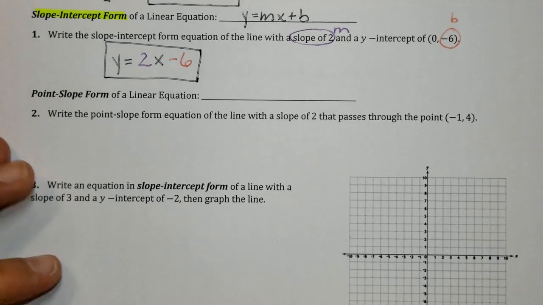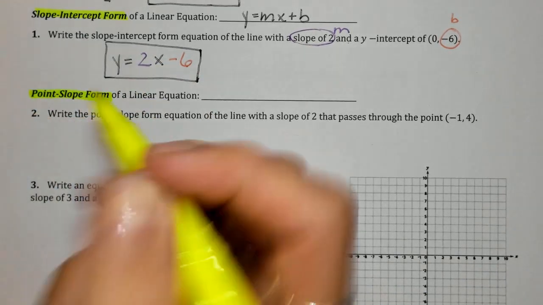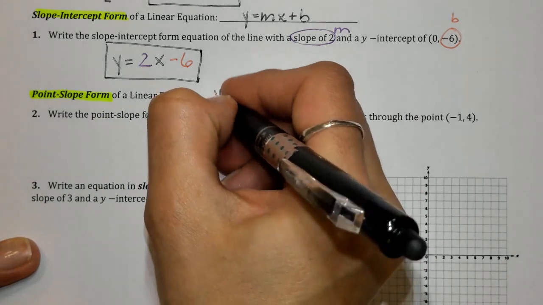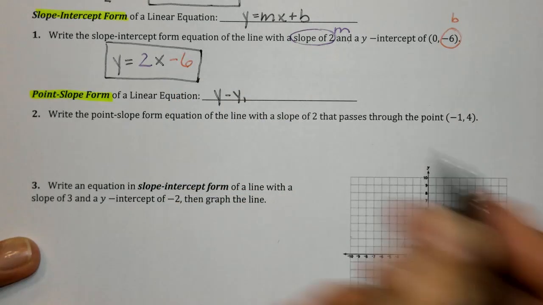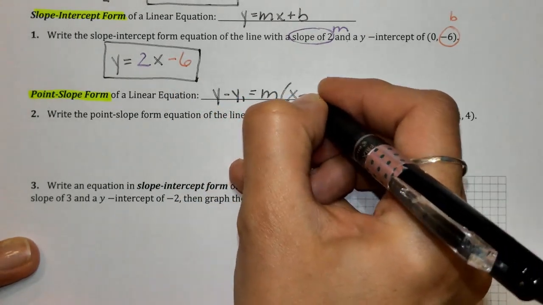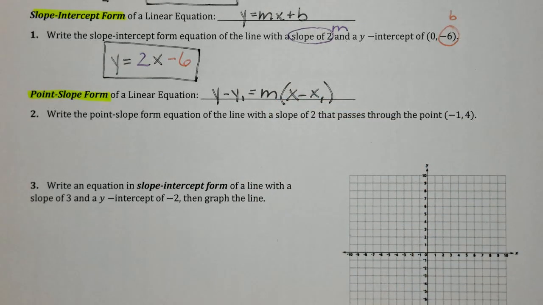Your point-slope form, we're going to be given a point, x and y coordinates, and the slope m. So this is where we have y minus y1 equals m parentheses x minus x1. The y1 and x1 are the coordinates of the point they give you. m will be the slope.